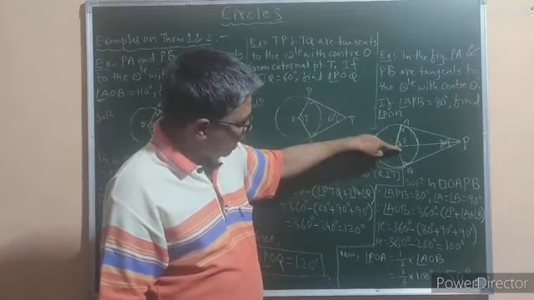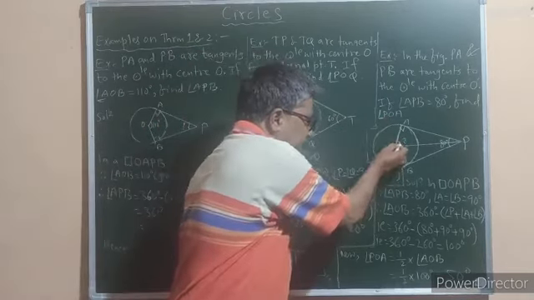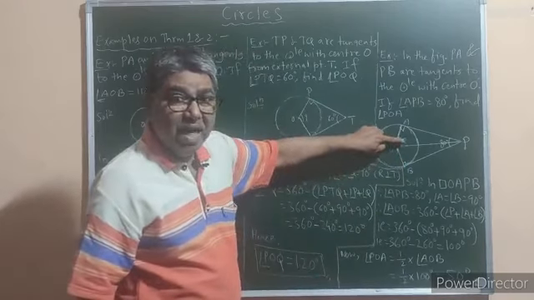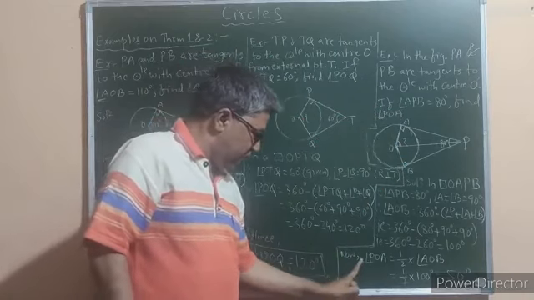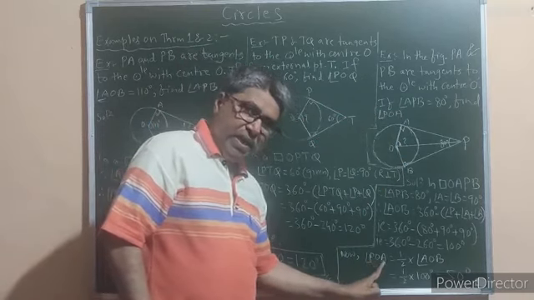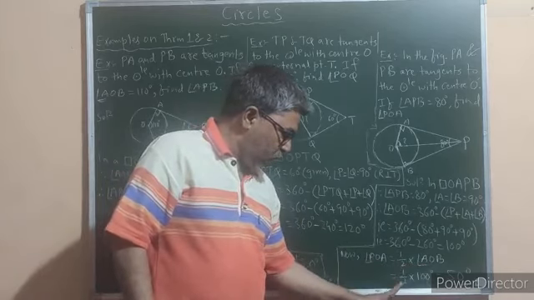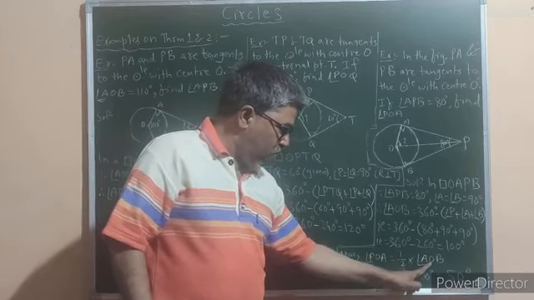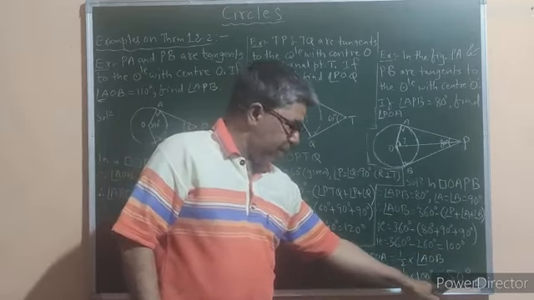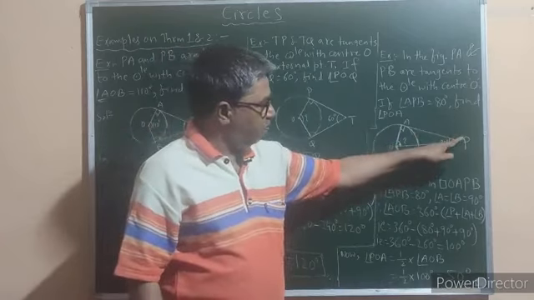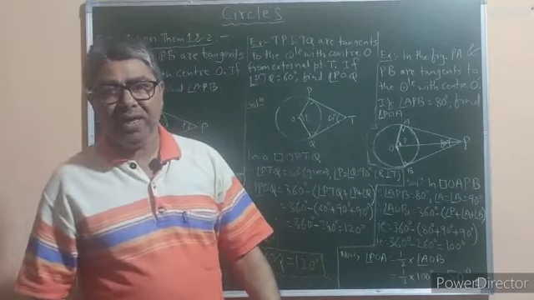We are asked to find the measure of angle POA, meaning this angle, and this angle is exactly half of angle AOB. So therefore angle POA is equal to 1 upon 2 into angle AOB, which is equal to 1 upon 2 into the value of angle AOB, 100 degrees. So 1 upon 2 into 100 is equal to 50 degrees. Hence the measure of angle POA in this example will be 50 degrees.